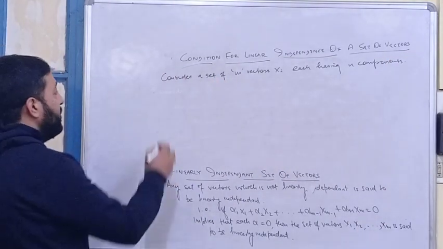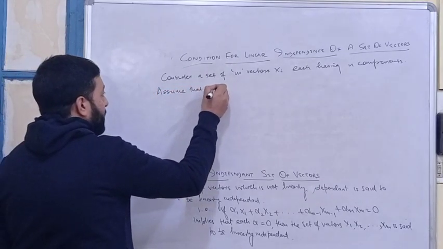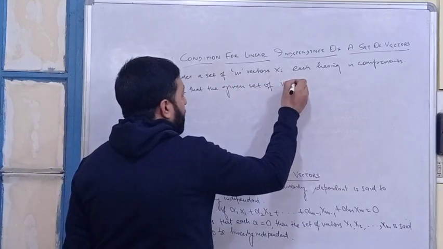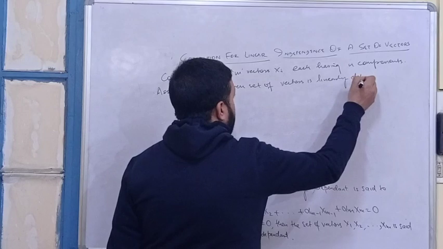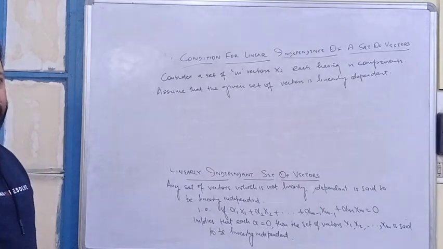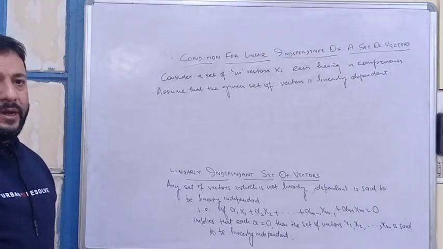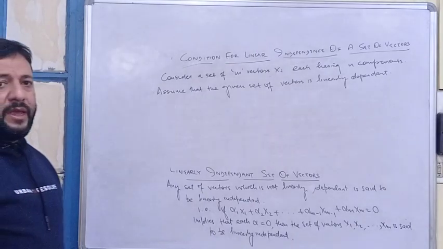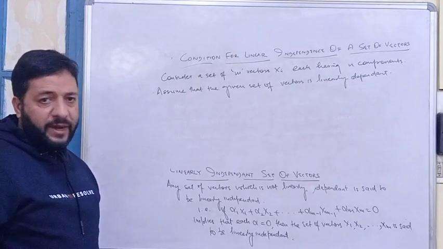Okay? Yes, sir. Assume that the given set of vectors is linearly dependent. हमें एक set of m vectors दिया हुआ है, each having n components. We assume that the given set of vectors is linearly dependent. So by definition of linearly dependent vectors, there exist scalars alpha i with i running from 1 to m, at least one of which is non-zero, such that that equation is true.